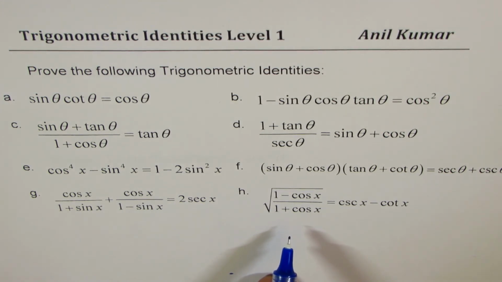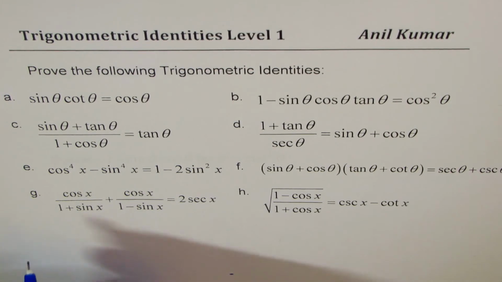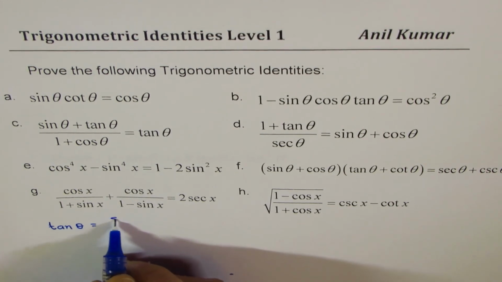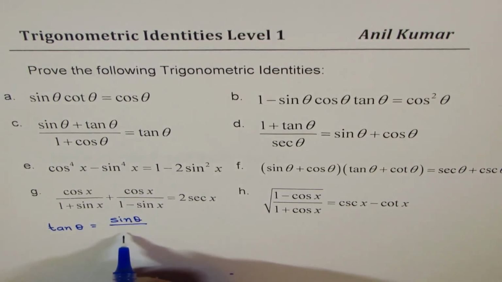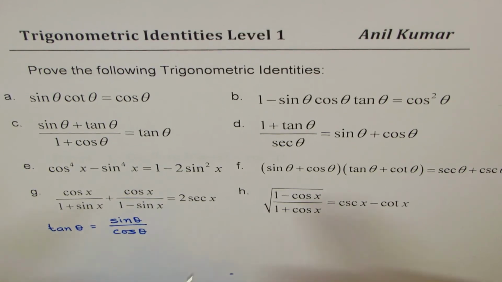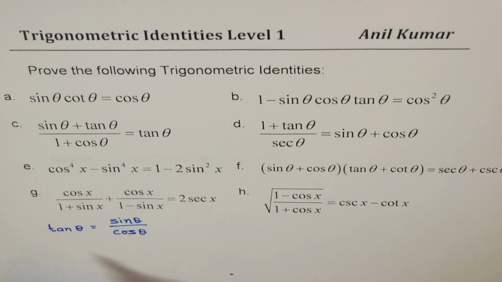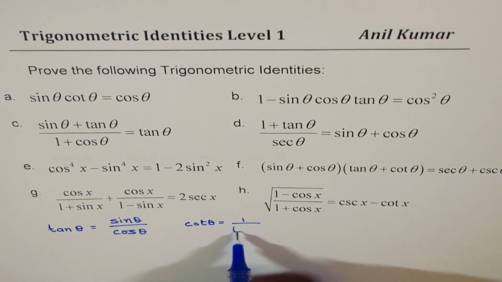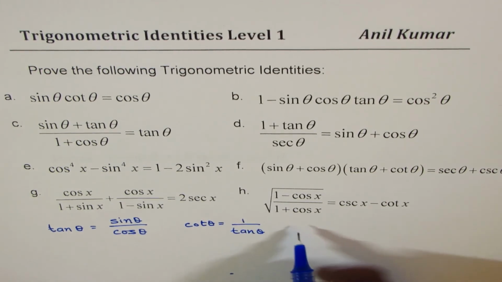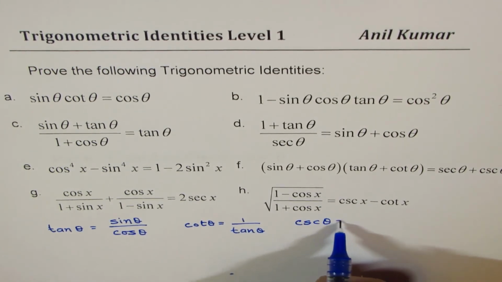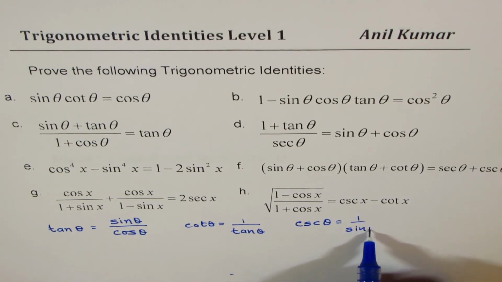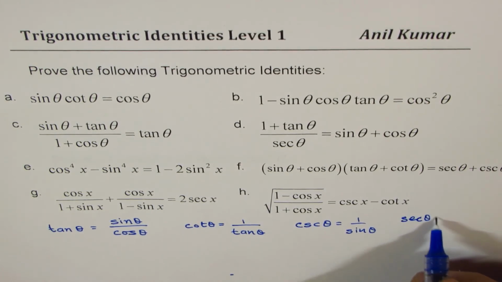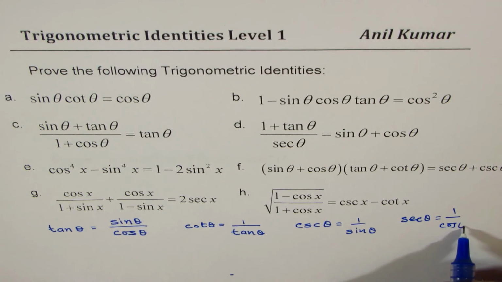Now the formulas which you may need to prove these identities are like this. You could write tan theta as the ratio of sine and cosine. So that could be written as sine theta over cos theta. Then we are using the reciprocal angles here. For example, we are saying cot theta is 1 over tan theta, as you know, right? And reciprocal of sine is cosecant theta, which is 1 over sine theta. We'll use reciprocal of cos, which is secant theta, which could be written as 1 over cos theta.